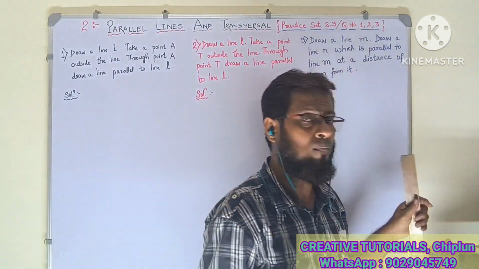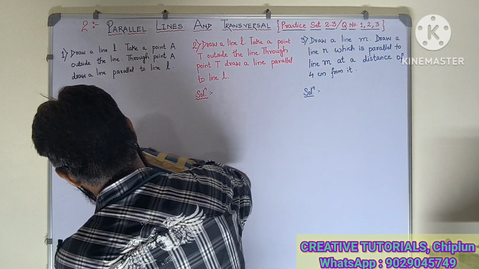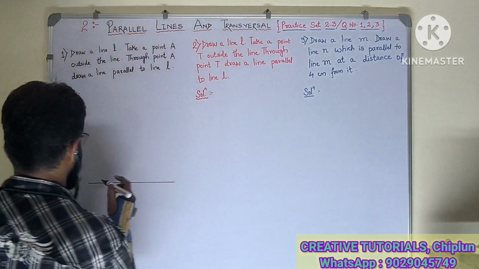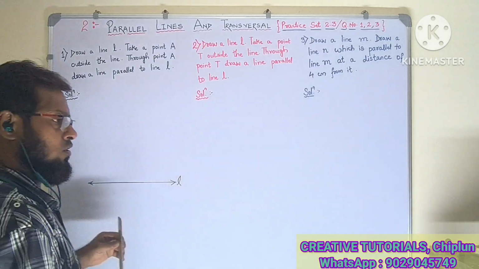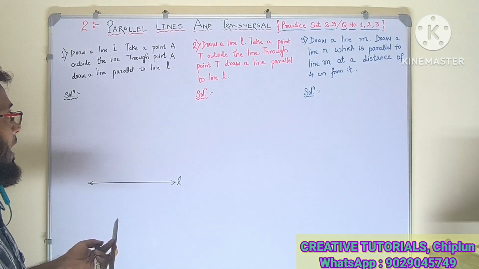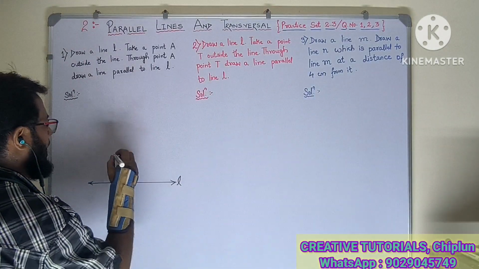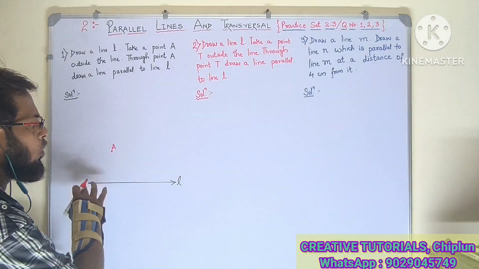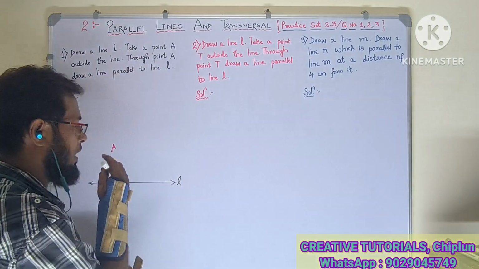First, they are asking us to draw line L. Okay, so suppose this is the line L which we draw. Suppose this is that line L which we have drawn, which they have asked us to draw. Then they are asking us to take a point A outside the line. So for example, I say that this is my point A, which is outside the line, that means which is not on the line L but in the same plane. Okay, so this is the point A which I have taken.